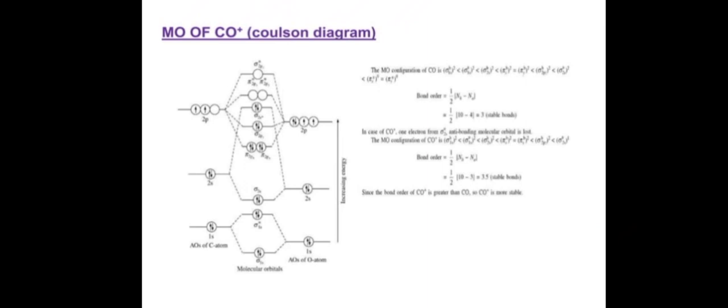So therefore sigma 1s2, sigma star 1s2, sigma 2s2, sigma star 2s2, pi 2px2, pi 2py2, and sigma 2pz1 is going to be there. Therefore totally, how many bonding molecular orbital electrons do we have? 7 are there. Anti-bonding molecular orbitals, how many? 2 are there. 7 minus 2, divided by 2. So totally it is going to be how much? 5 divided by 2, and it gives 5 by 2 is the bond order.